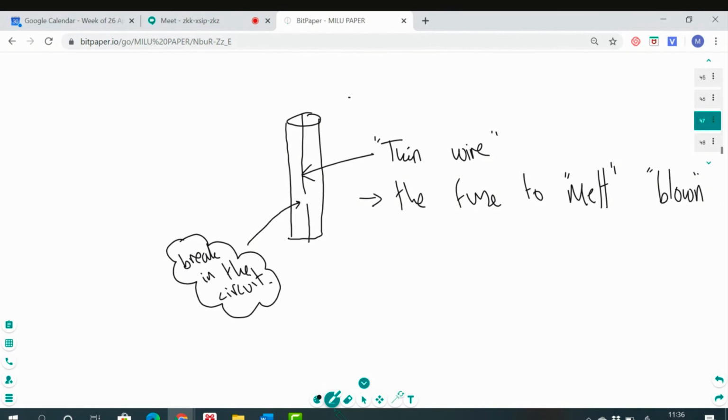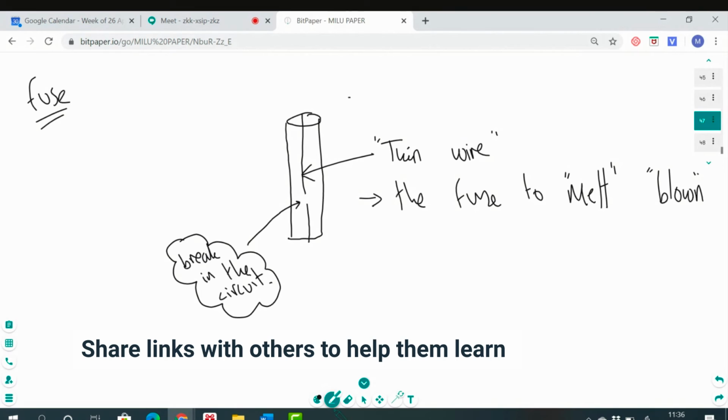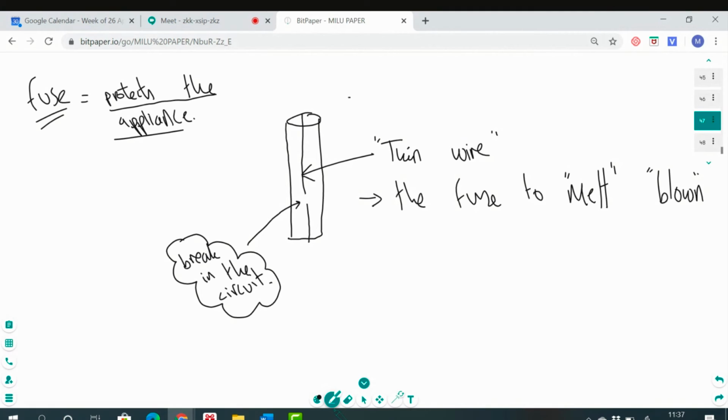Now, the difference with the fuse is how earthing, or how the earth wire, was used to protect us. The fuse actually protects the appliance. Because if too much current flows into an appliance, it can catch fire. So by the fuse melting or blowing, it's stopping the appliance from overheating and catching fire.